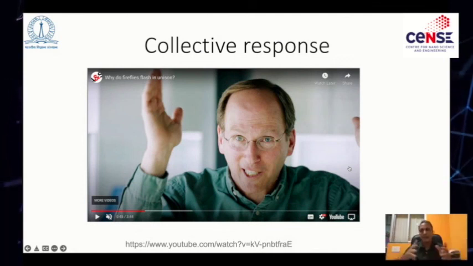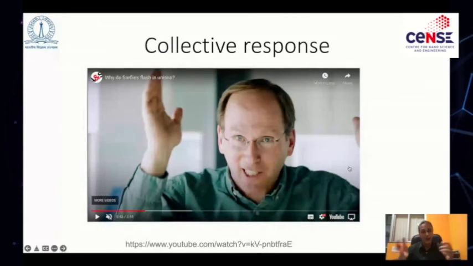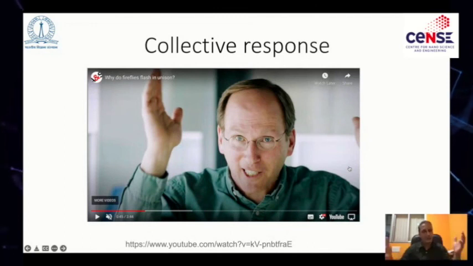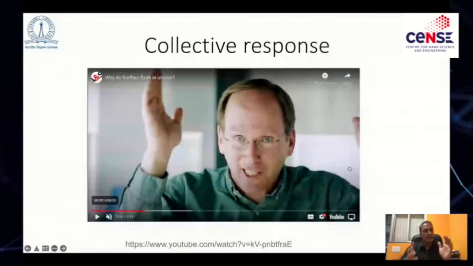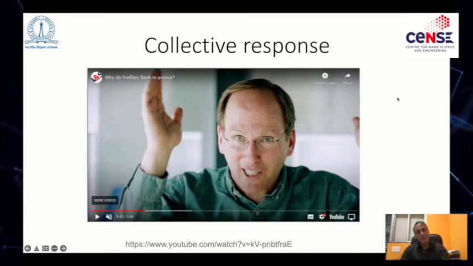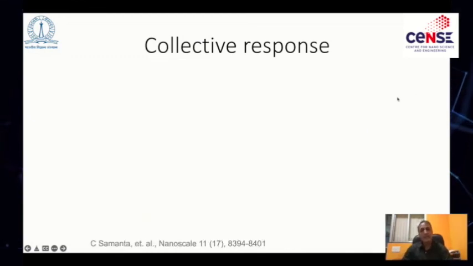The other one that you might have been part of is when you start clapping or applauding, right? It typically starts out randomly, and then ultimately everyone starts clapping at the same time. Now that's a collective response. So what we want to do is see if we can get that kind of collective response with multiple devices.